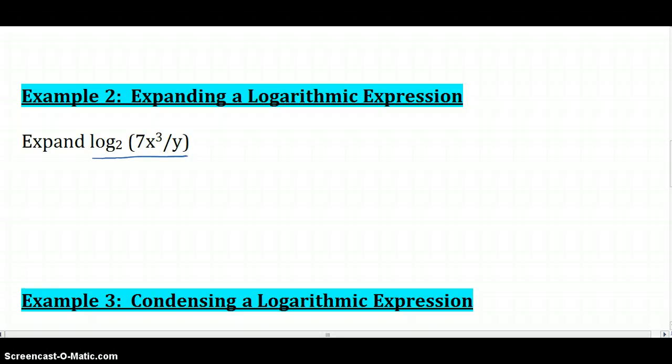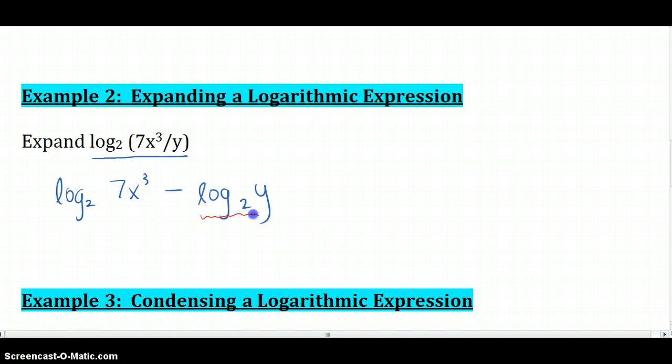First off, this is division, so we can rewrite it using subtraction. So log base 2 of 7x to the third minus log base 2 of y. The next step would be to see if you can expand either of these any further.